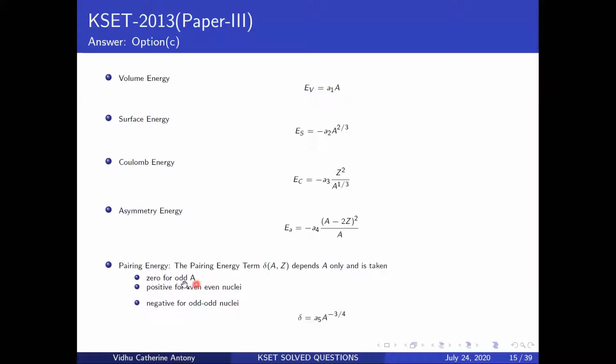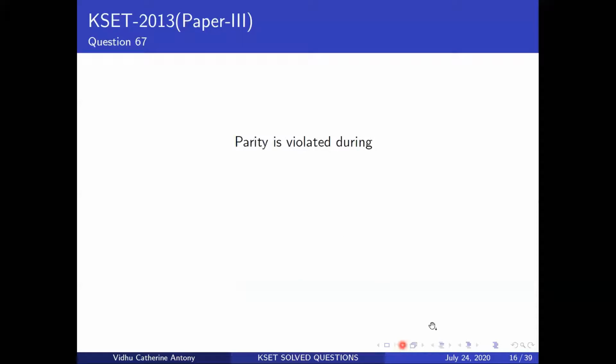So if it's odd A, it's 0. If it's even nuclei, it's positive, and if it's odd nuclei, it's negative. So delta is equal to A5 times A to the power of minus 3/4. This is the gist of the whole derivation that was there in the third semester. I think you might know this because you've done a set of famous experiments in your experimental techniques in physics, and one of them was parity violation.